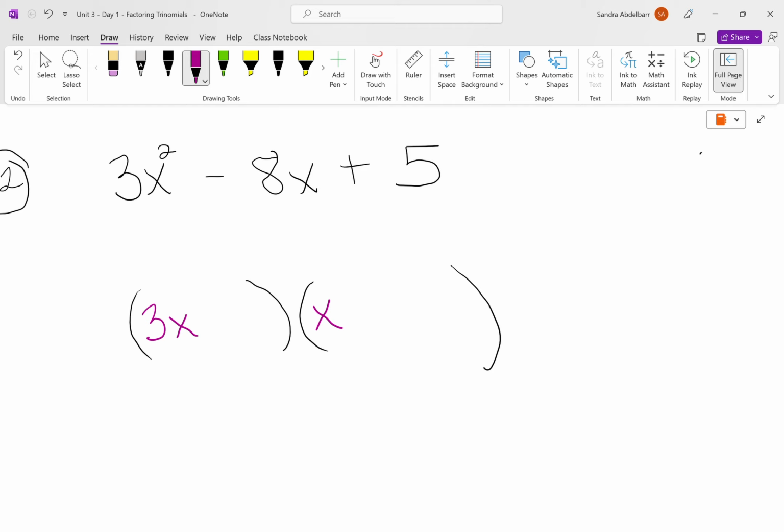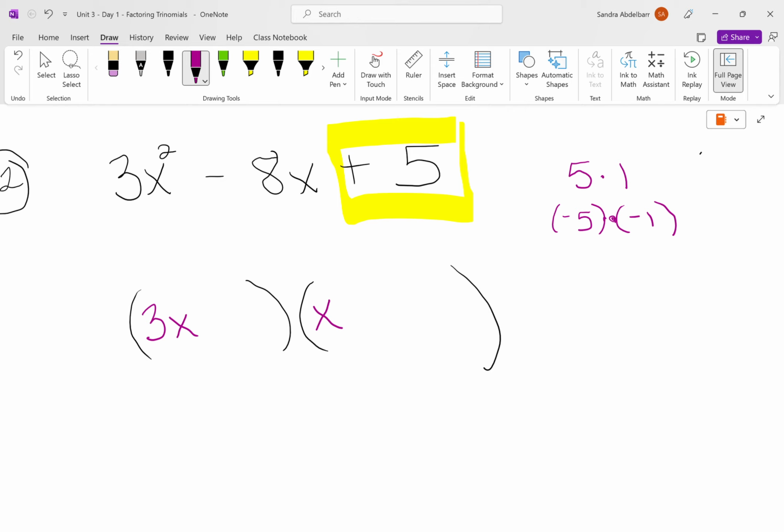Okay, so this is sort of where the guess and check comes into play. So now I want factors of +5. This is also nice because it's prime, right? The only factors of a +5 are +5 and +1 or -5 and -1. Do we agree?